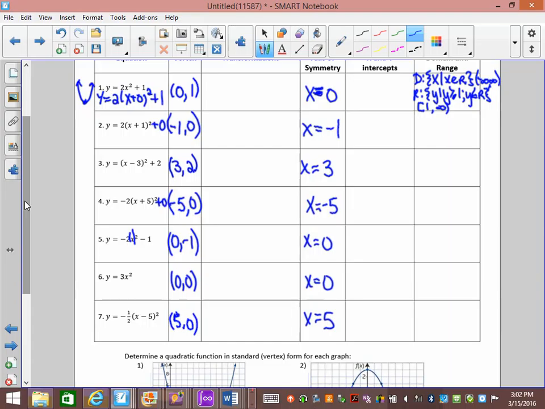Then the range. The range is easiest to determine if you actually put in your calculator, because you can kind of see it. Okay? So punch this one into your calculator. Y equals 2 bracket x plus 1 bracket squared. Everyone put in your calculator.